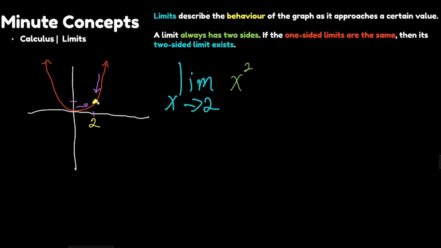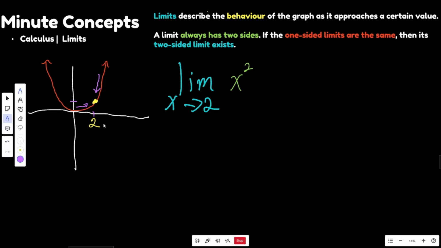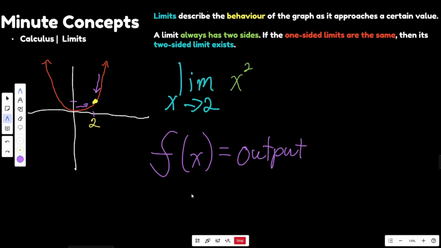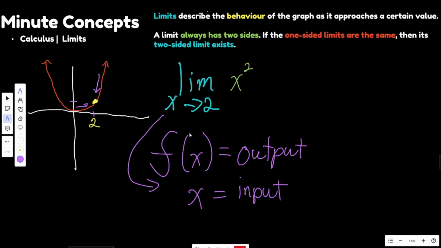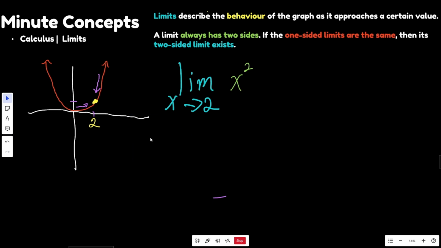And what is the value we're looking at here? We're basically looking at the output value. For those who don't remember, f of x, the result that you get from here, is the output, while the input here, x itself, is what we call the input. And we're basically trying to understand what value is outputted as we approach a certain input. And we can get this through three methods.